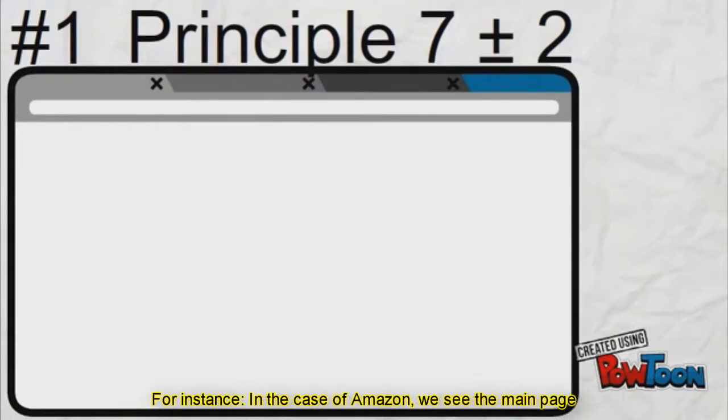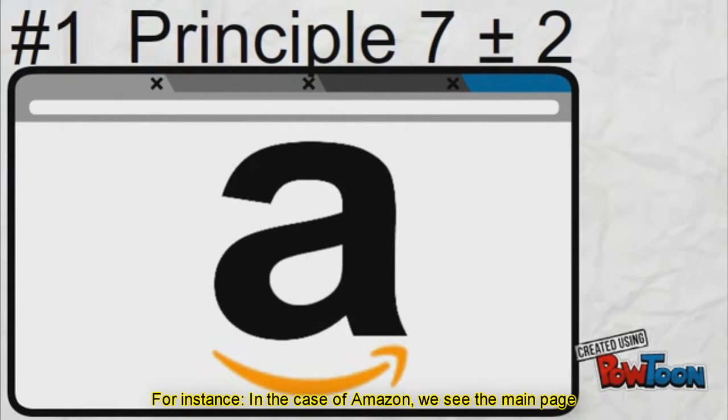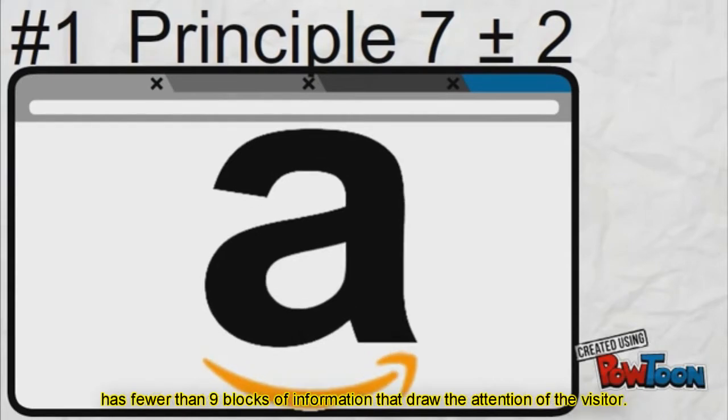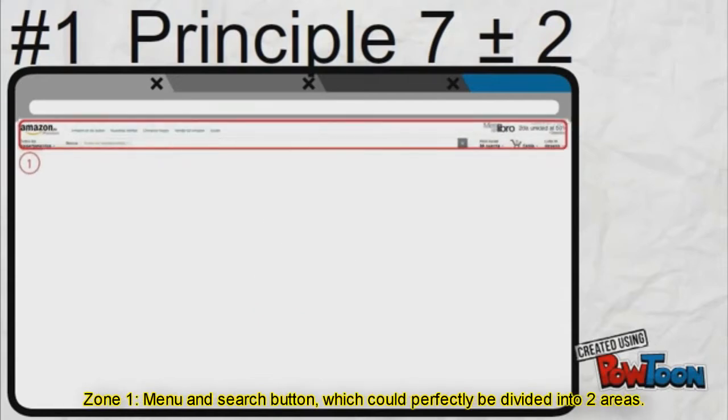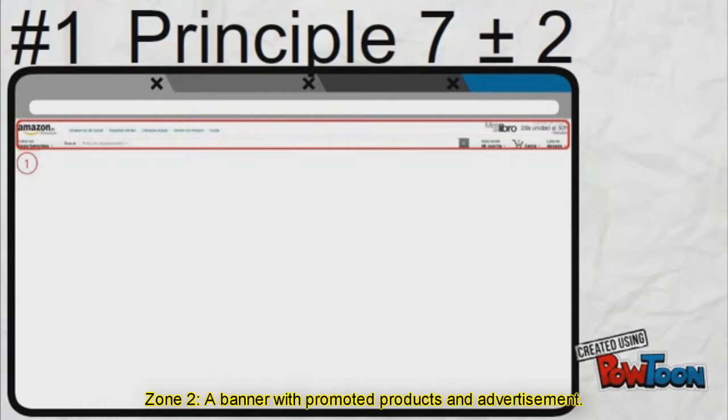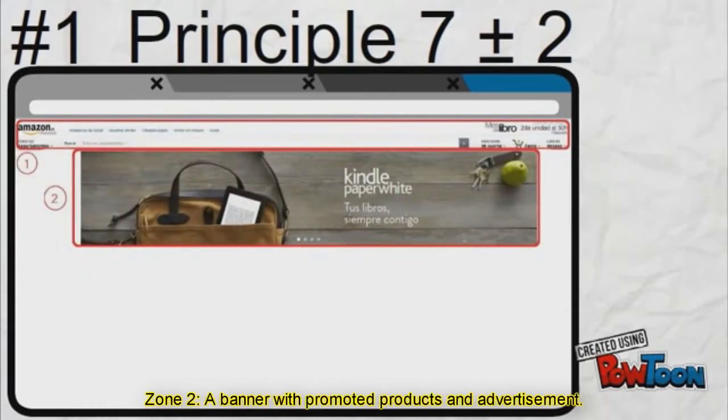So basically, it's more appealing if we don't exceed those 9 elements or blocks of information on our website. For instance, in the case of Amazon, we see the main page has fewer than 9 blocks of information that draw the attention of the visitor. Zone number 1. Menu and search button, which could perfectly be divided into 2 areas. Zone number 2. A banner with promoted products and advertisements.